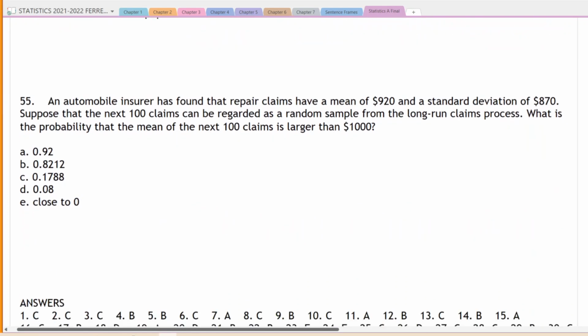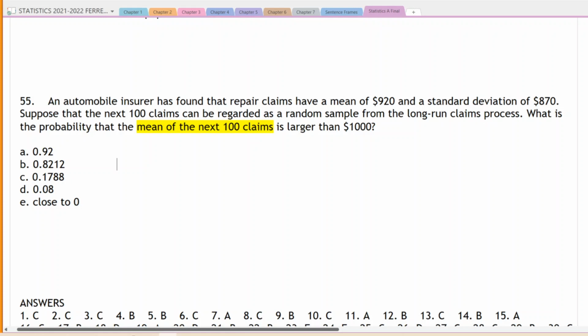And last question of our practice final, number 55. An automobile insurer has found that repair claims have a mean of 920 and a standard deviation of 870. Suppose the next 100 claims can be regarded as a random sample of the long-run claims process. What is the probability that the mean of the next 100 claims is larger than 1,000?